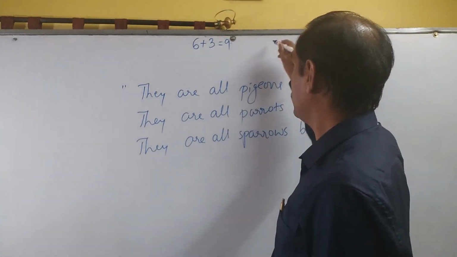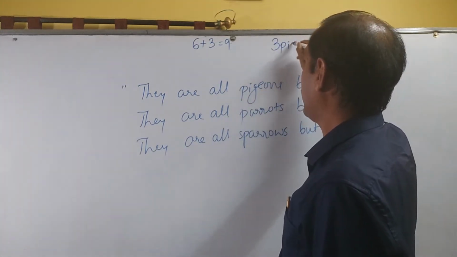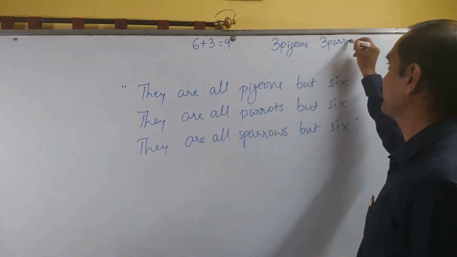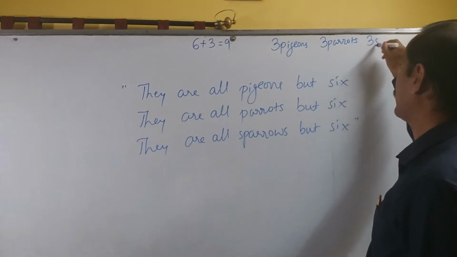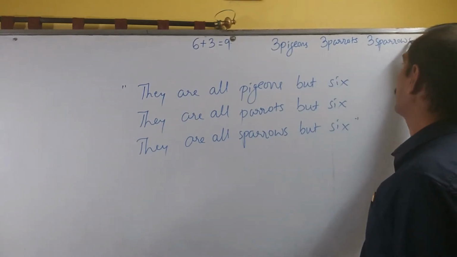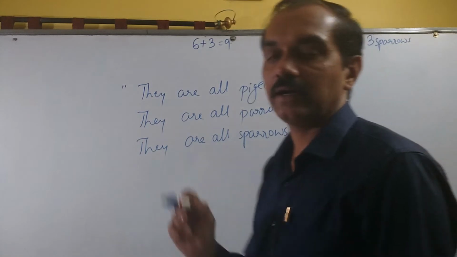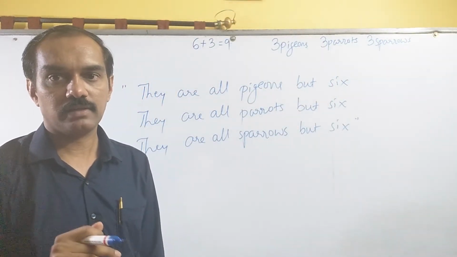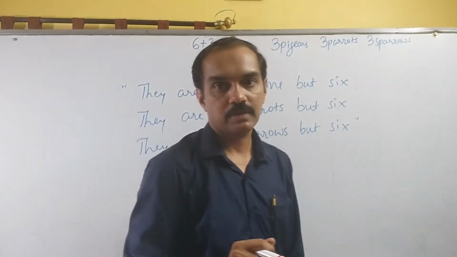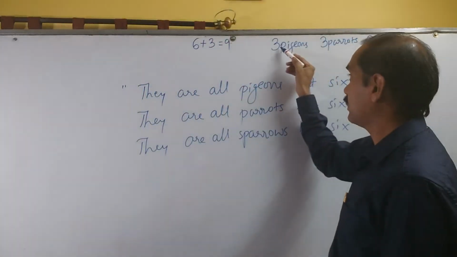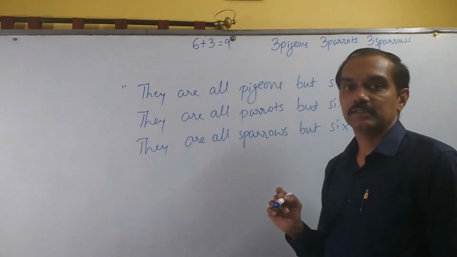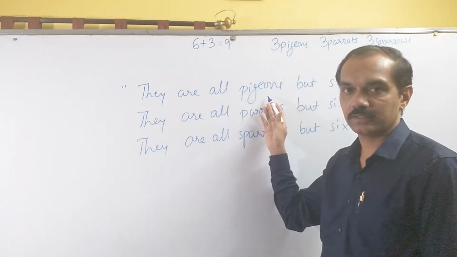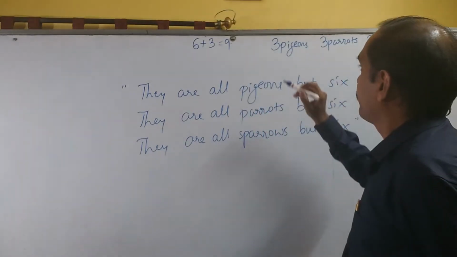Actually the composition is like this. There are actually 3 pigeons, 3 parrots and 3 sparrows. Actually in his bag there are 3 parrots, 3 pigeons and 3 sparrows. In all there are 9 birds, right? Now instead of saying straight away 9, he is using these words, right?